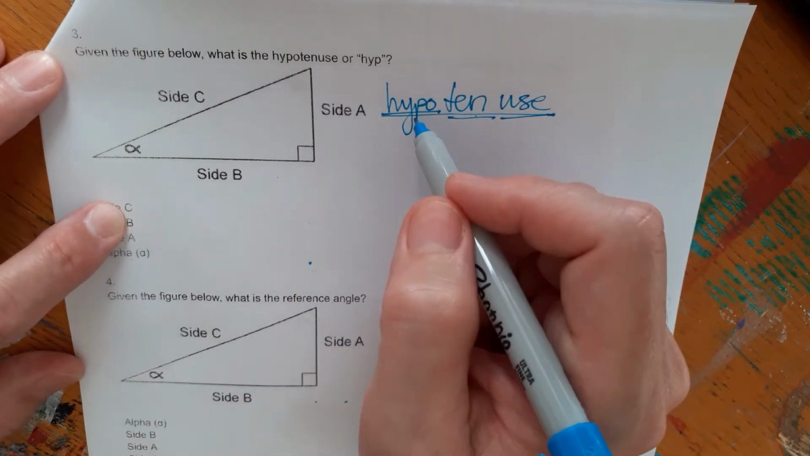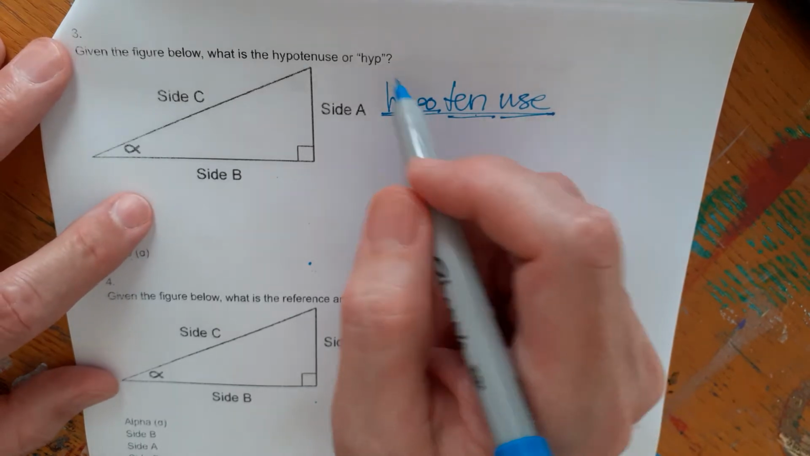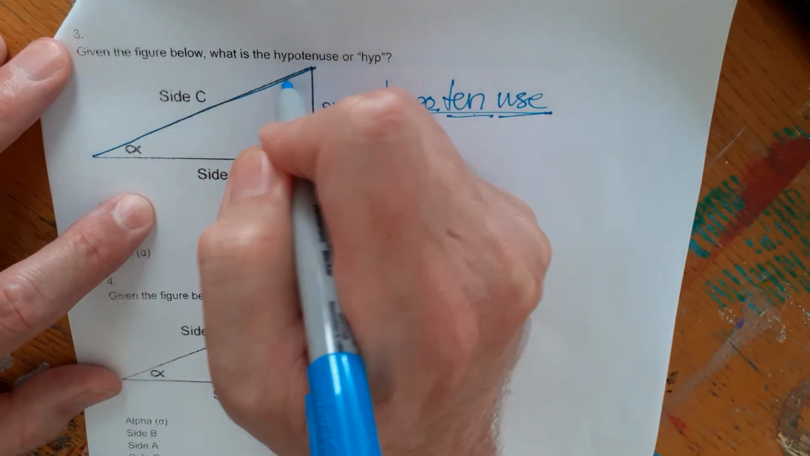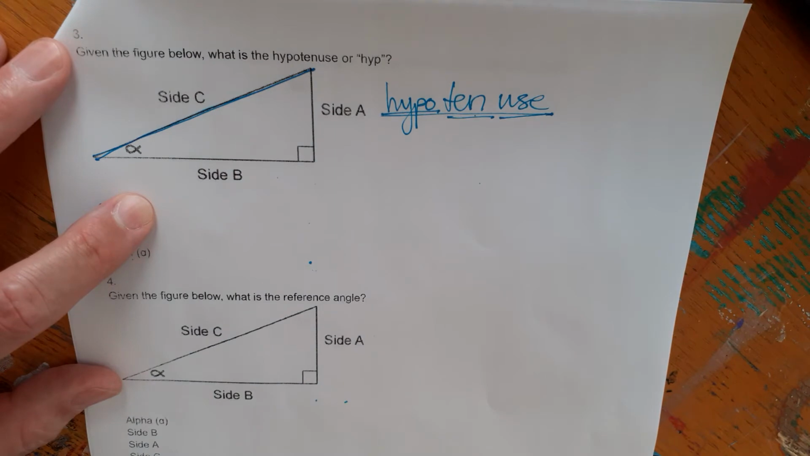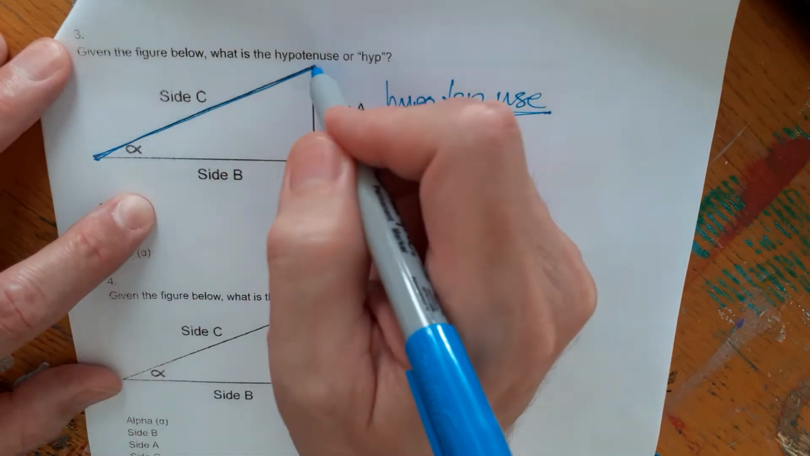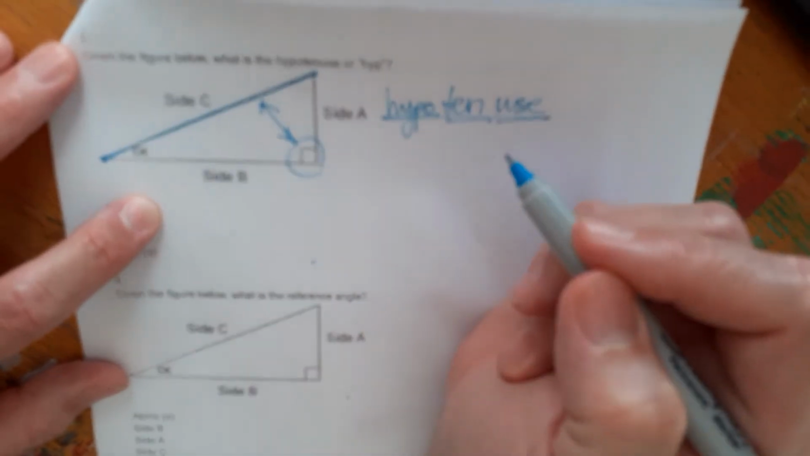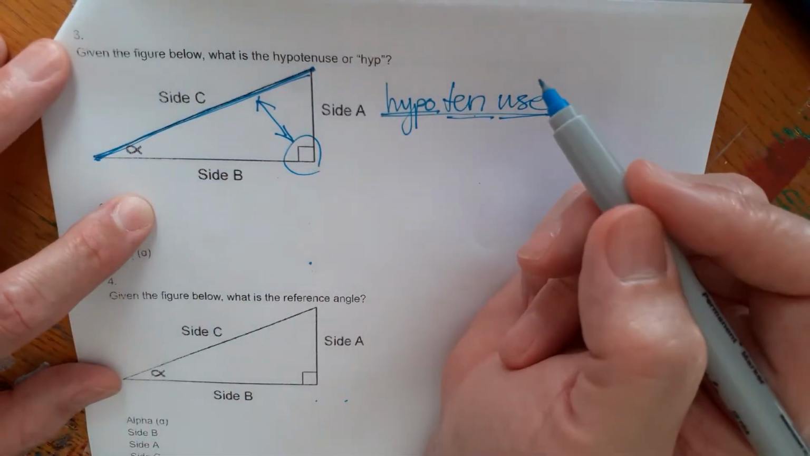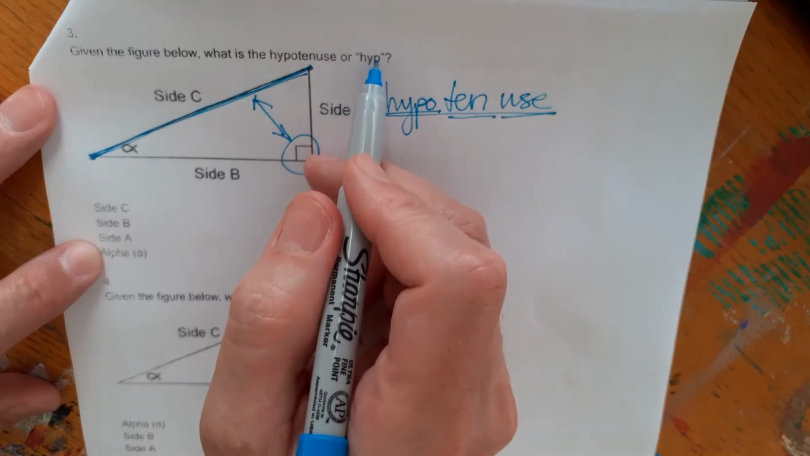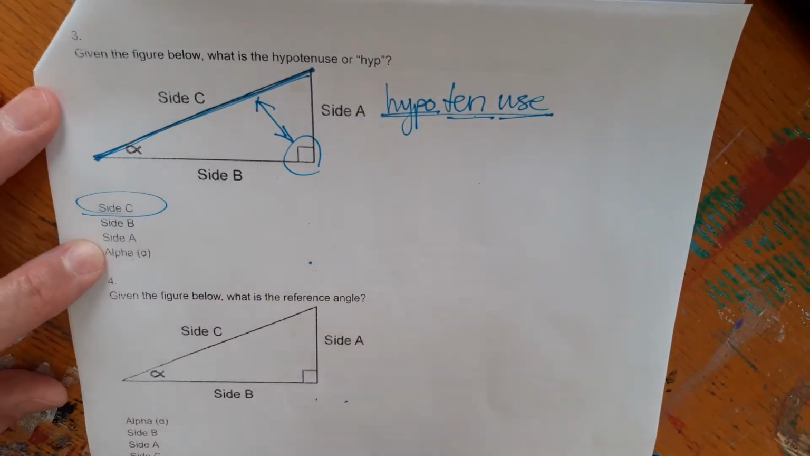Okay, so hypotenuse has two aspects to its definition. It's the longest side, and we can see here visually that side C is the longest side, and it is across from or opposite the largest angle. So this side C is the hypotenuse, and we abbreviate it hype all the way through, side C.